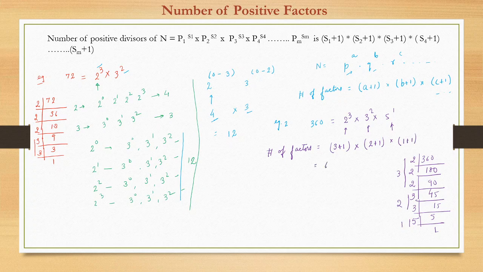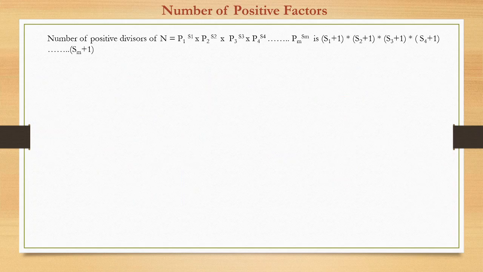So what do we get? We get 4 into 3 into 2. What is it? This is 24. So the number of factors of 360 is 24, right? We'll see some more examples so that this concept gets through well into your head.